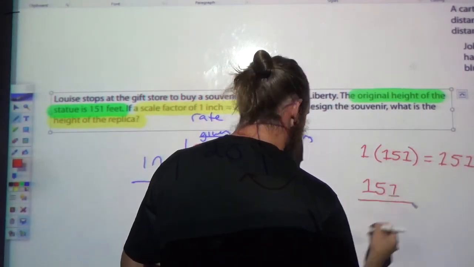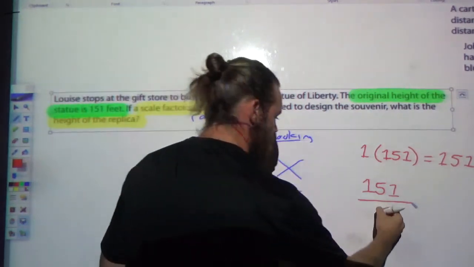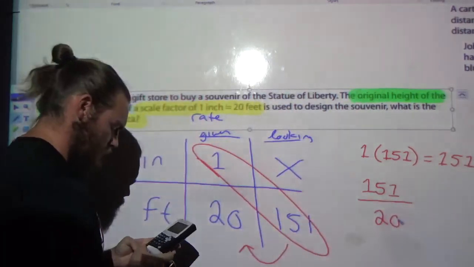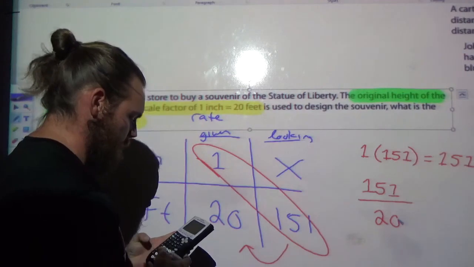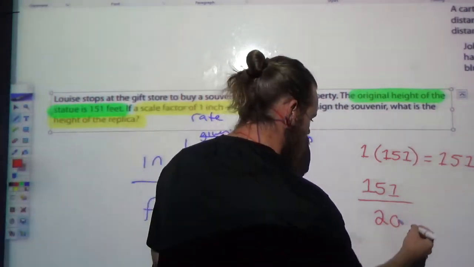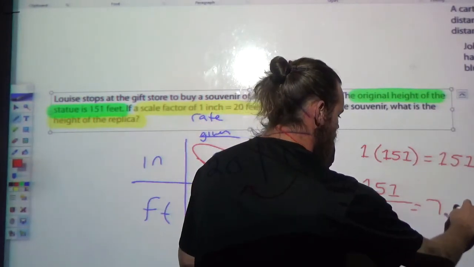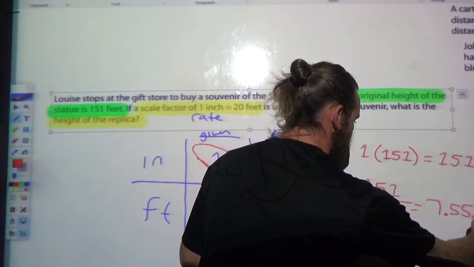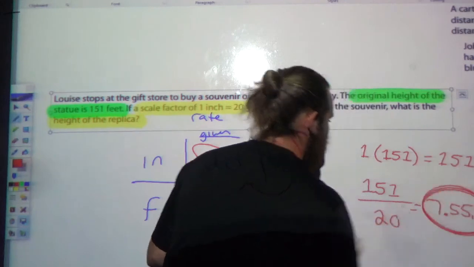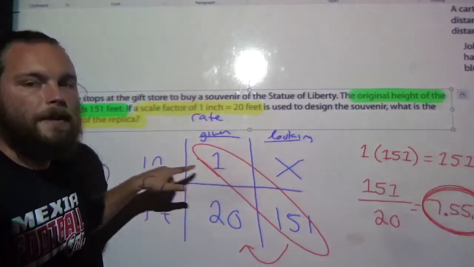So we have 151 divided by 20. Again, something I can't do right off the top of my head, so I'm going to use my calculator. And you end up with 7.55 inches. How do I know it's inches? Because that's the part that's missing in your H table.